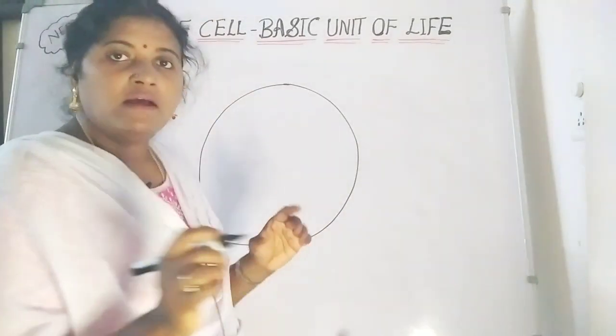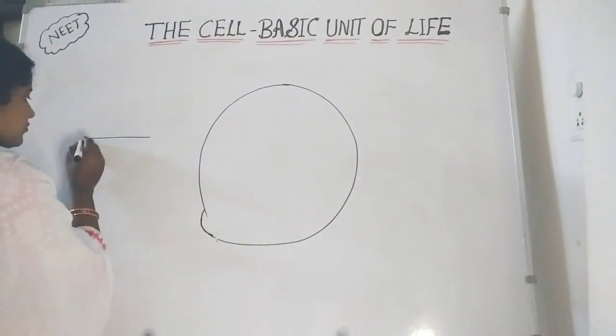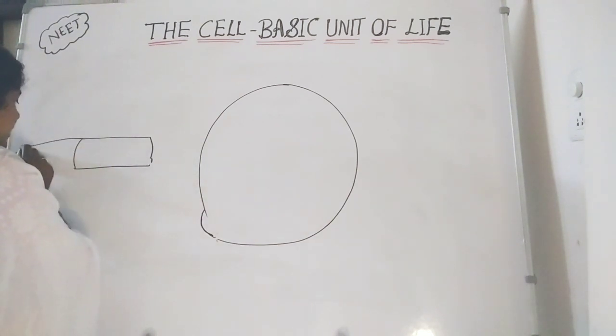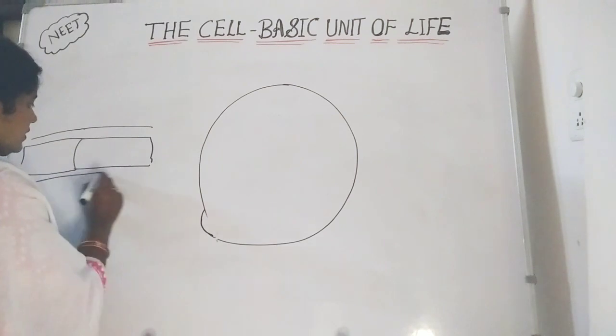So here, plant cell, onion peel is an example for a plant cell. So it is a typical plant cell. So around the typical plant cell we can see a cell wall. So we can see the cell wall.